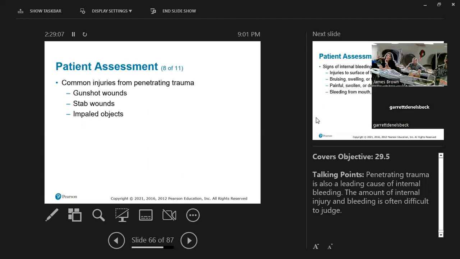Common penetrating traumas: GSWs, stab wounds, impaled objects. I've already told you my story of dealing with that stuff. But you may not notice bleeding, because they may be bleeding internally into the pleural space versus, say, an extremity shot. Okay.